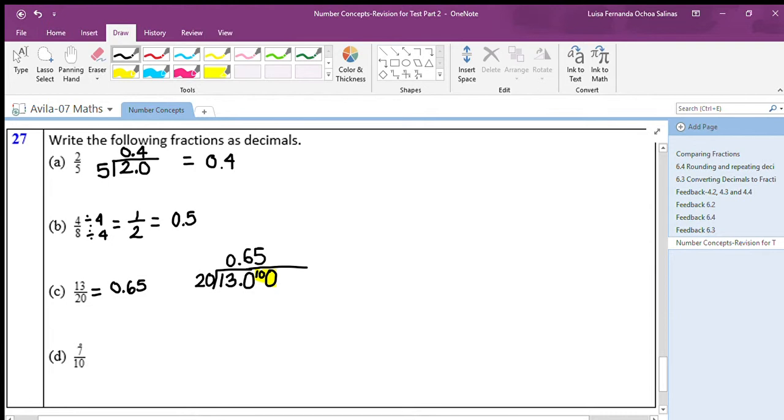Okay, and 7 over 10. Now, again, for 7 over 10, I can just do the division, and you will get to the same answer that I'm going to write here. But also, you can identify how we write the tenths decimal place. The place value for tenths, we write it as 1 over 10. Therefore, this one is going to be equal to 0.7 or 7/10. That is exactly what we just said.